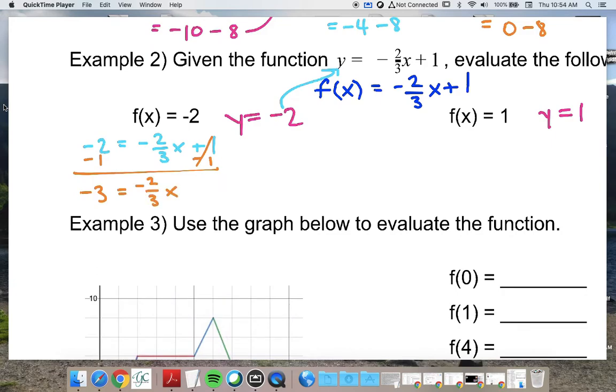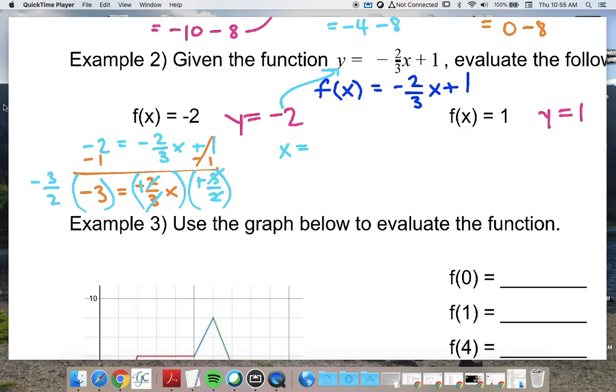And then to cancel out that fraction, we're going to multiply by the reciprocal. So we're going to keep our sign, but we're going to flip the fraction. So we're going to multiply by negative 3/2. We're going to do the same thing on the other side of the equal sign. And this just allows those 3's to cancel, those 2's to cancel, and then a negative times a negative becomes a positive. And then this leaves us with x equals.